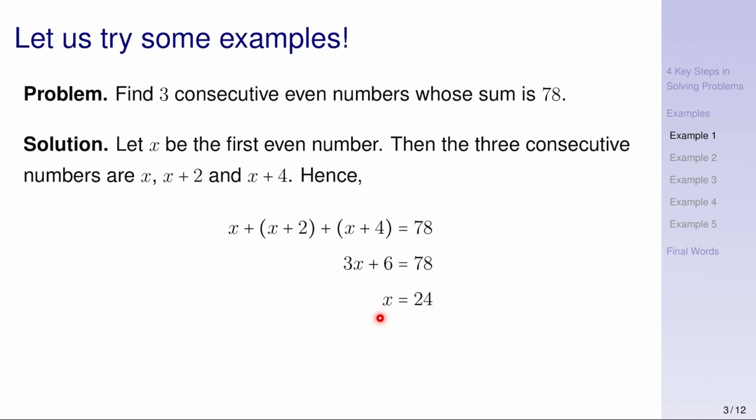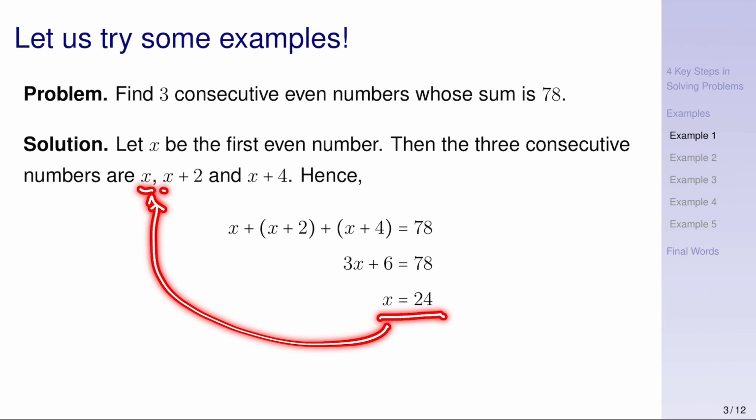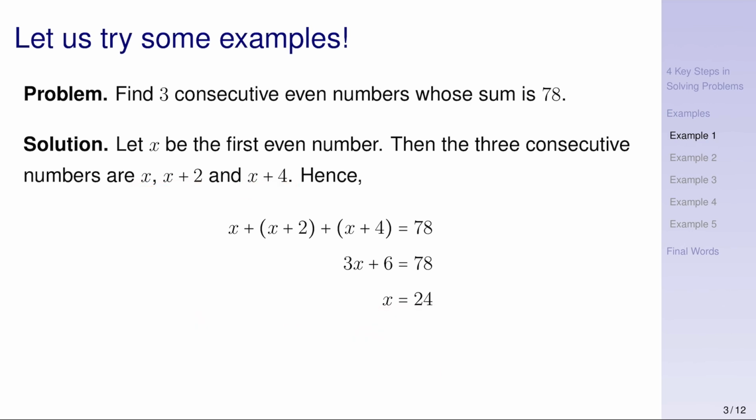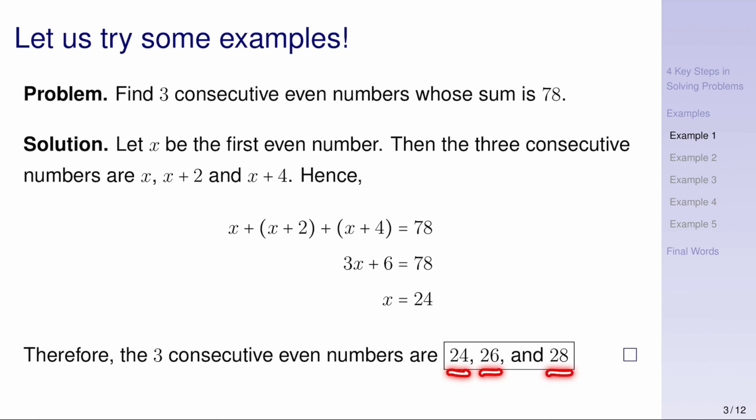Divide both sides by 3 to obtain 24. And that answers the problem, since given that x is equal to 24, we can now obtain the 2 more numbers. We have x plus 2 and x plus 4, or basically 24, 26, and 28. These are the 3 consecutive even numbers that we want. That finishes the solution and the answer for this problem. Pretty simple, right? Let's move on to the next one.